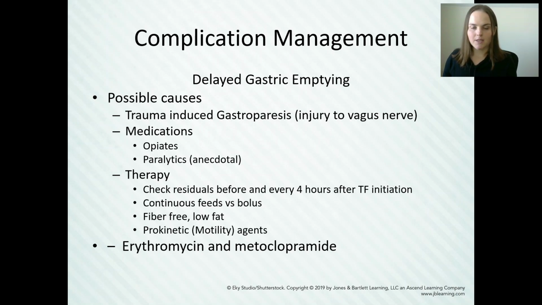Other common causes of delayed gastric emptying are medications, so painkillers like opiates can cause delayed gastric emptying. So if your patient is needing a lot of pain meds, they may not tolerate their tube feeds. It just really depends. And then things that you can do is you can check residuals. You can consider continuous feeds versus bolus feeds. You can try a fiber-free formula or a low-fat formula. And then making sure that the patient has prokinetic motility agents would be helpful as well.